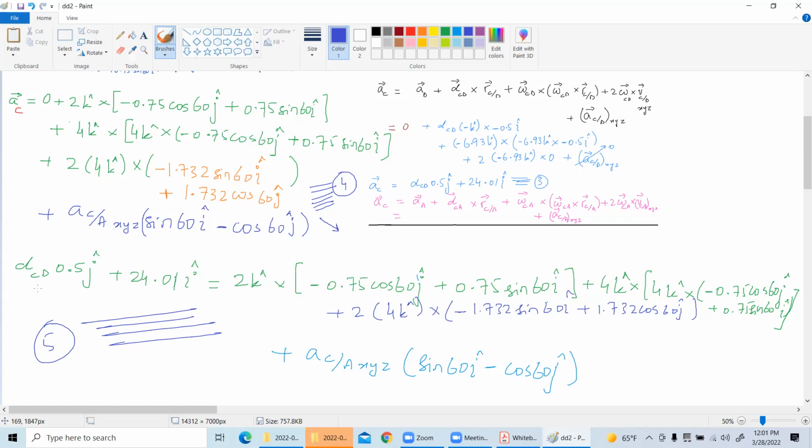Okay, let me help you with this one. So this is your J. You have to multiply K with J. So what is K cross J, by the way, anyone? K cross J is negative I. So instead of K cross J, put a negative I in this whole chunk and then multiply 2 with 0.75 with cosine 60. So you have this chunk done.